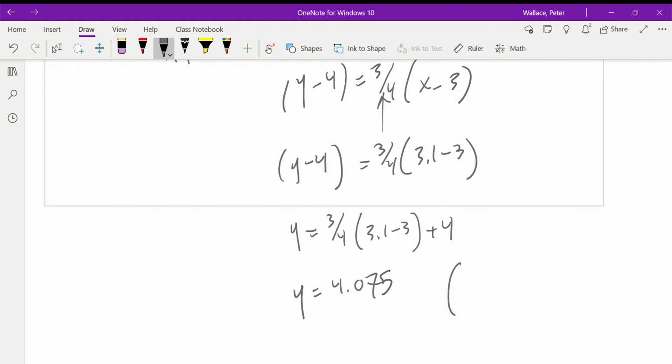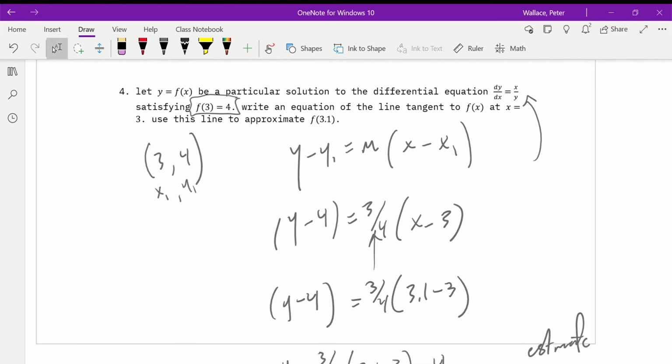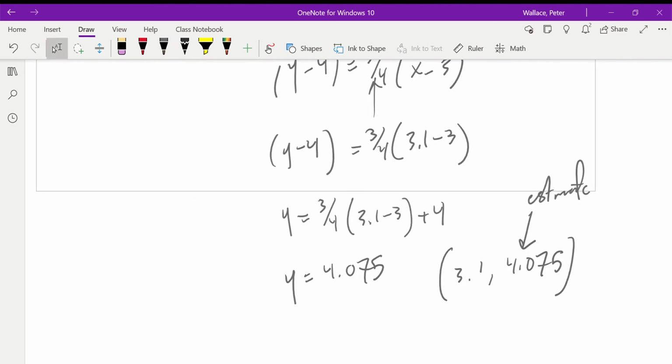So we have a point 3.1, 4.075. And I want to stress that this is an estimate, because we used this differential equation which produced a slope for the point 3, 4. The point 3, 4 has an exact slope of 3/4, and we are using that to estimate the slope, and we're using that to estimate the actual value, the y value of a point at 3.1. Now it's not exactly there because that is not exactly our slope at 3.1, because we did not use the differential equation specifically. So I just want to reiterate that that's an estimate. We're using our slope at an adjacent point to find where our y value is.